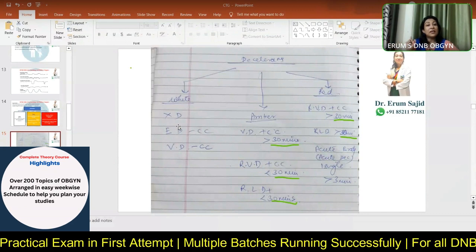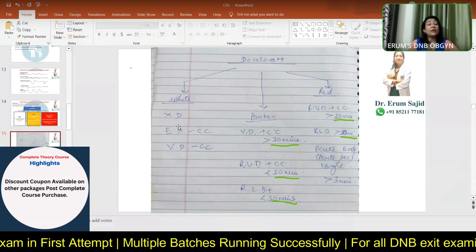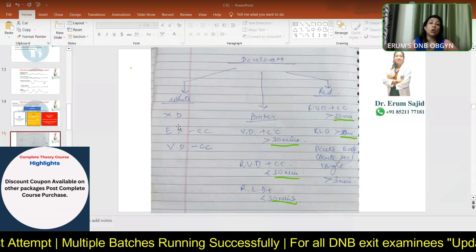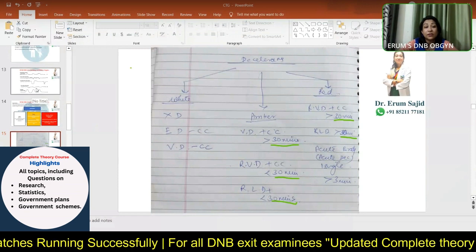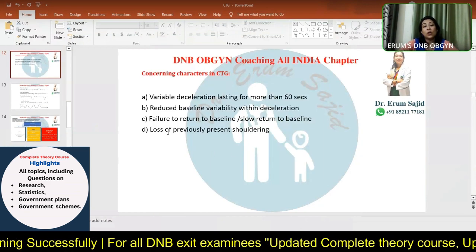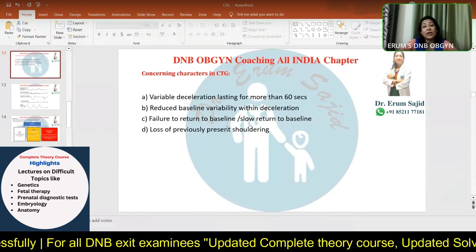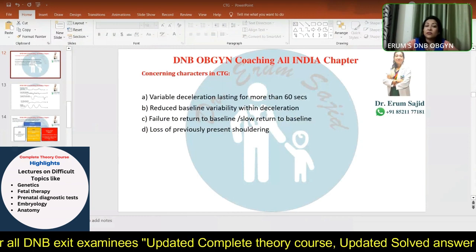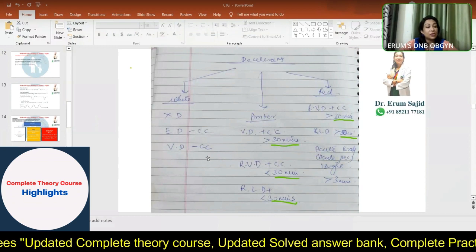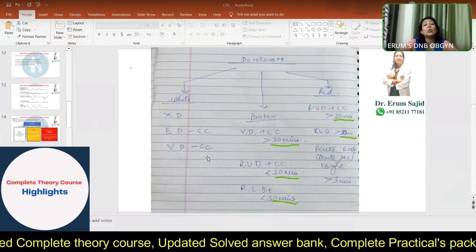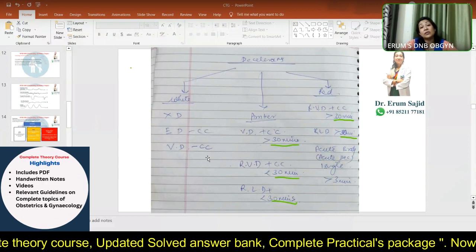Are you getting me? Make that funda clear. If it never had any shouldering effect, there is no loss of shouldering effect. The statement was very characteristic. It was saying loss of previously present shouldering. If it was never there, it's not concerning, right? Now, all this comes under white. So early decelerations with no concerning characteristics and variable decelerations with no concern.